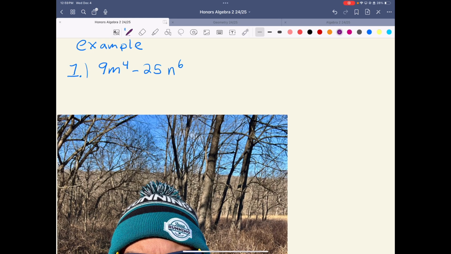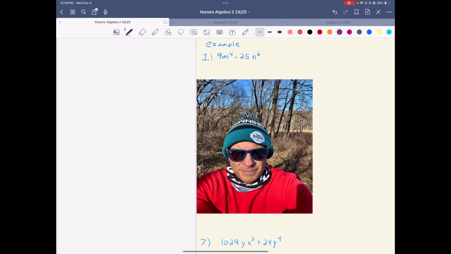So if we look at some examples. So the first one we have is 4m to the 4th minus 25n to the 6th.